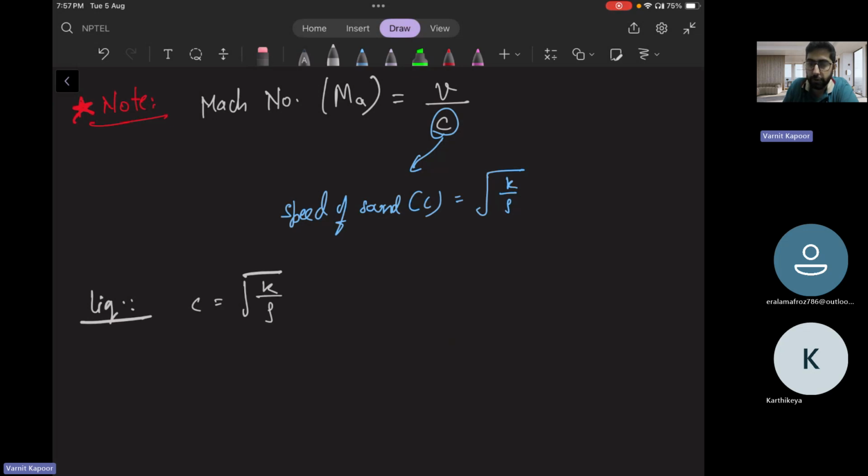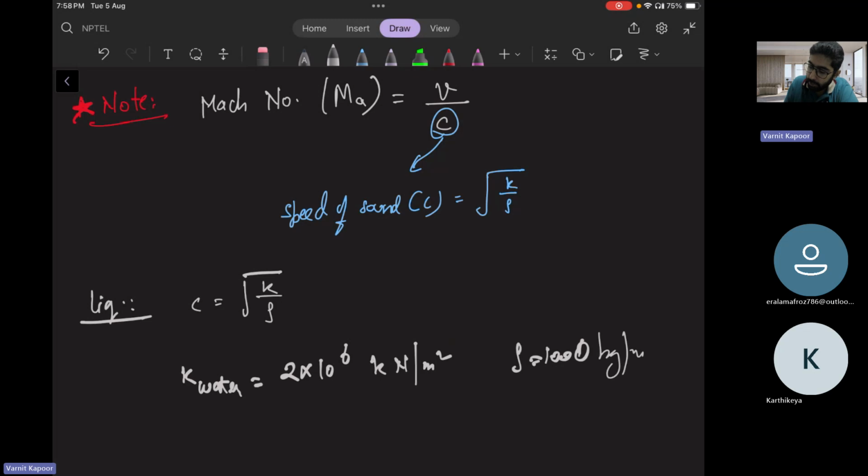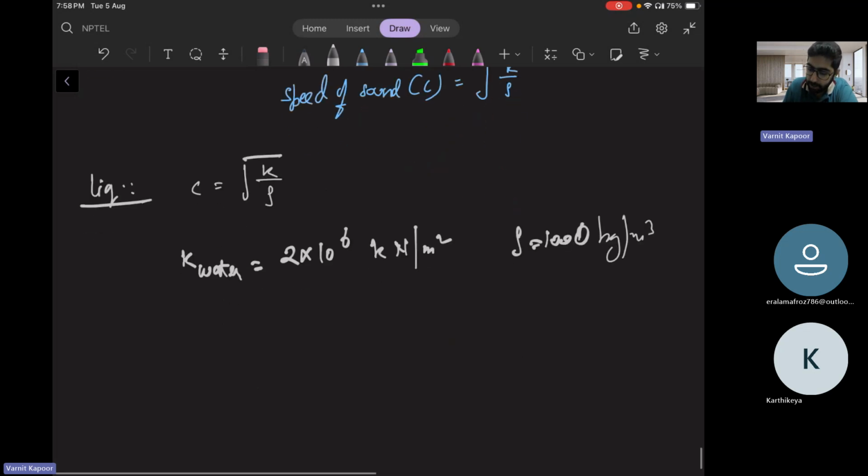And what is the bulk modulus for a liquid? For water, what is the bulk modulus? I have written it above. K of water is very high, that is 2 into 10 to the power of 6 kilonewton per meter square, and density was 1000 kg per meter cube. If you put these values, your C of water will come out to be 1414 meters per second. So the speed of sound is 1414 meters per second.